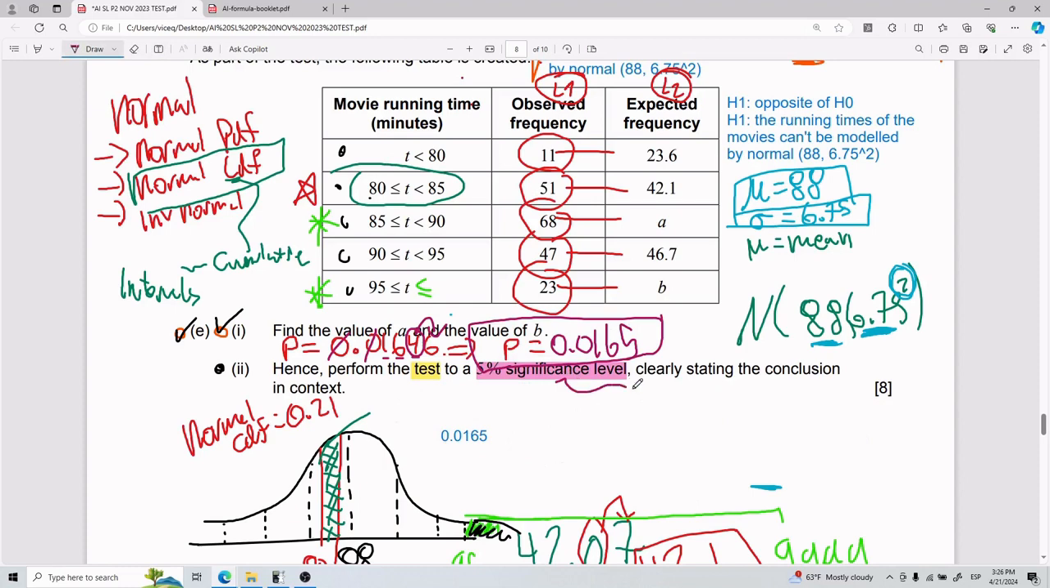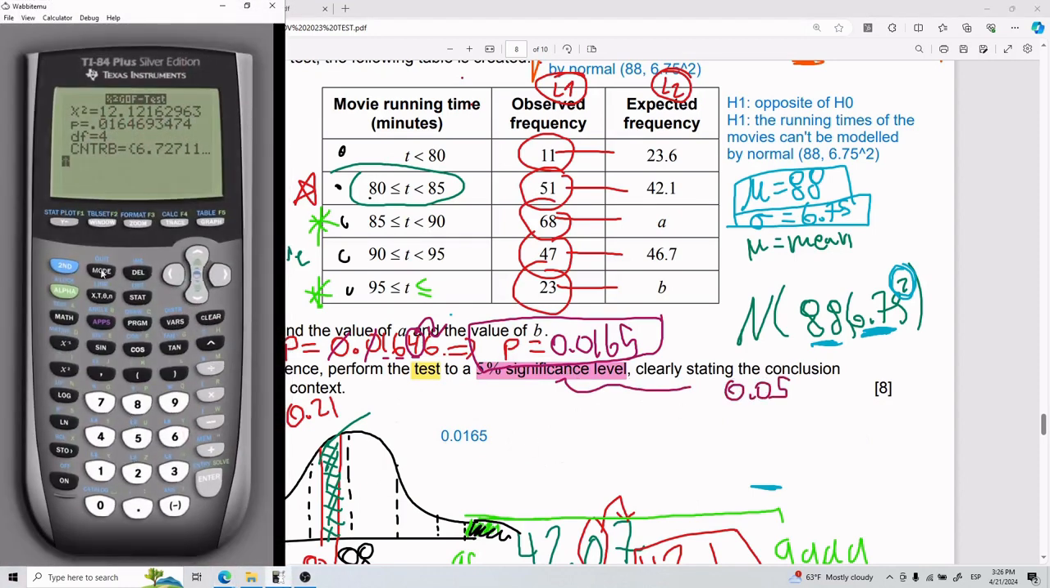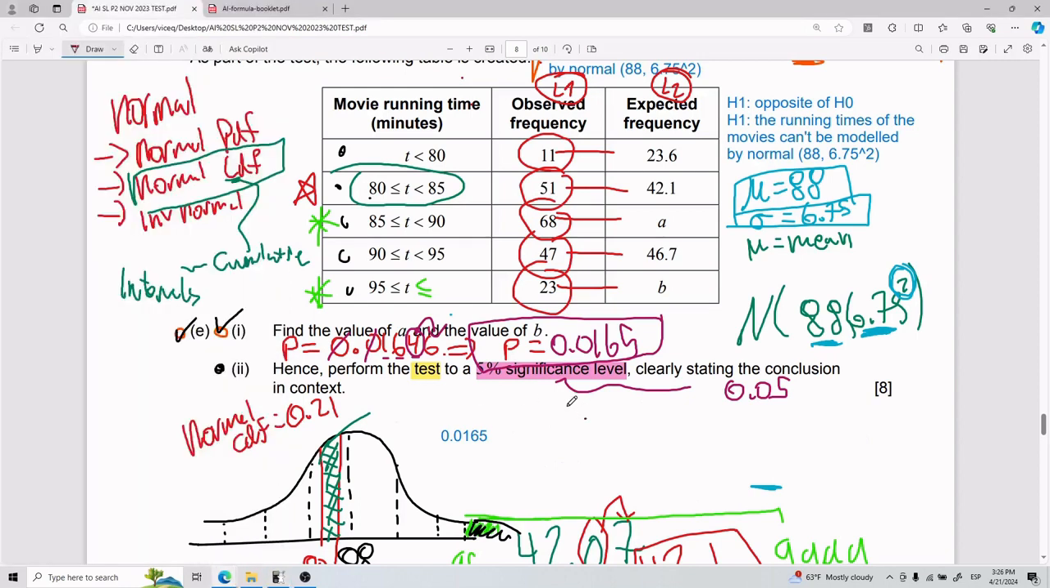So 5% is 0.05. How did I get that? I did 5 divided by 100. 5%, or as a decimal, whatever it is. So I'm comparing the 0.0165 to the 0.05. Which one is bigger? Clearly the significance level is bigger.